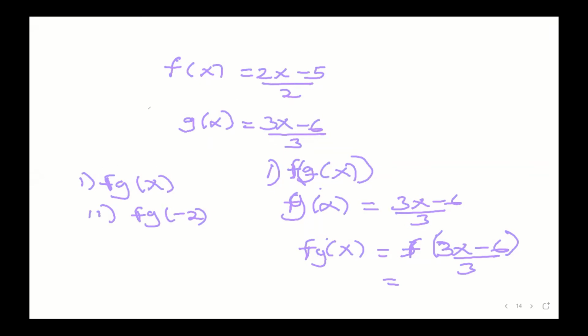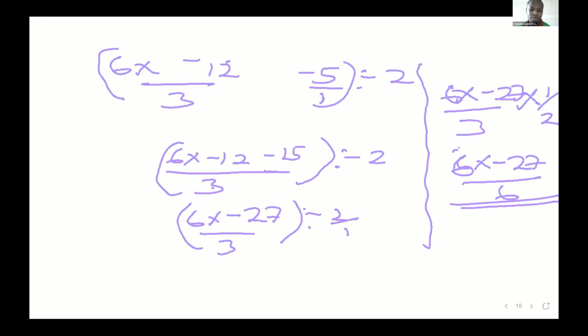On Roman 2, since we have found f inverse of x, in Roman 2 you will just substitute. Where there's x, you put that negative 2. We shall put the other negative 2 in this position, whereby you get 6 into negative 2 minus 27 out of 6. Here I'll get negative 12 minus 27 out of 6.